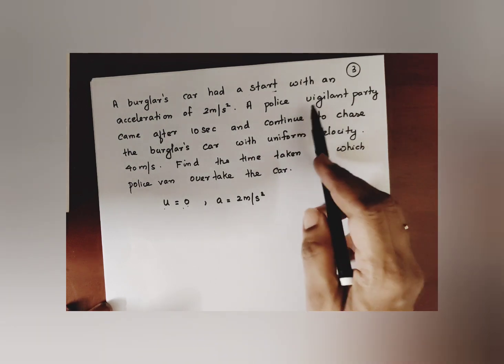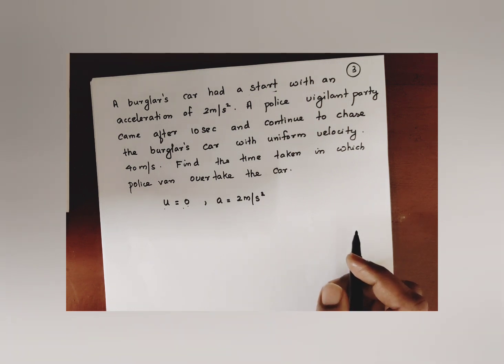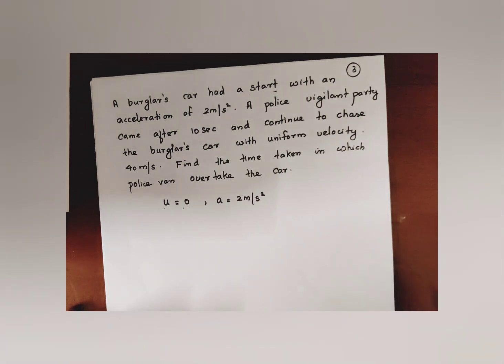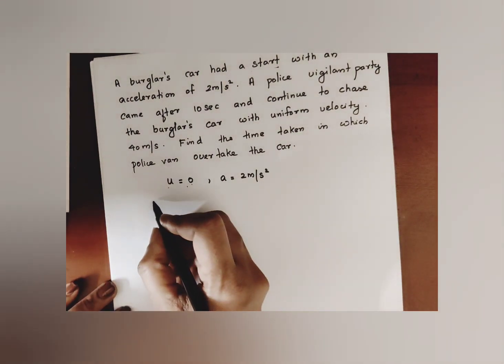So now a police vigilant party came after 10 seconds and continued to chase the burglar's car with a uniform velocity of 40 meter per second. So the burglar's car will be in motion for 10 plus t seconds, where t is the time taken by the police van to overtake the burglar's car.